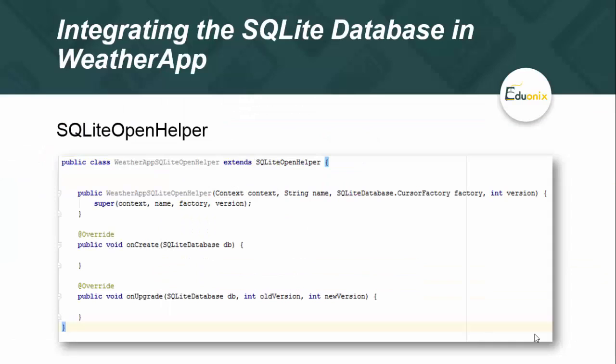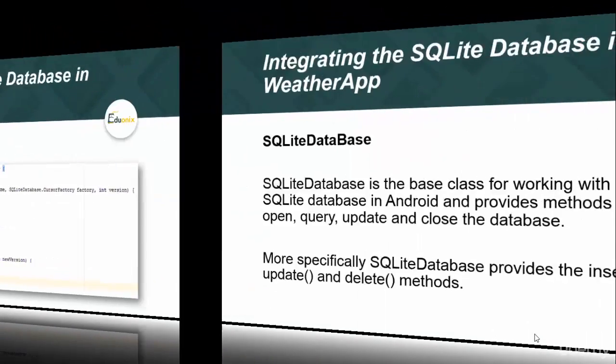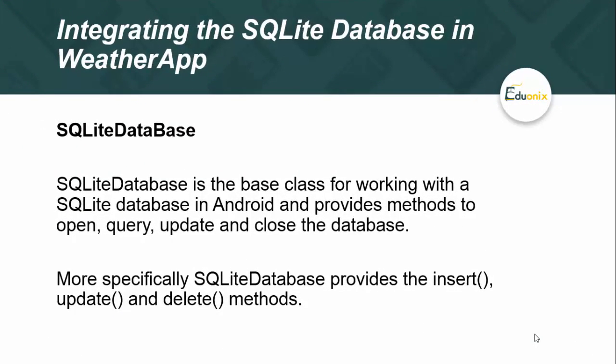On the next slide, we will continue to learn about the integration of the SQLite database in Weather app. SQLiteDatabase is the base class for working with the SQLite database in Android. It provides methods to open, query, update, and close the database. More specifically, the SQLiteDatabase provides the insert, update, and delete methods. On the next slide, we will learn to create a locations table in the SQLite database.